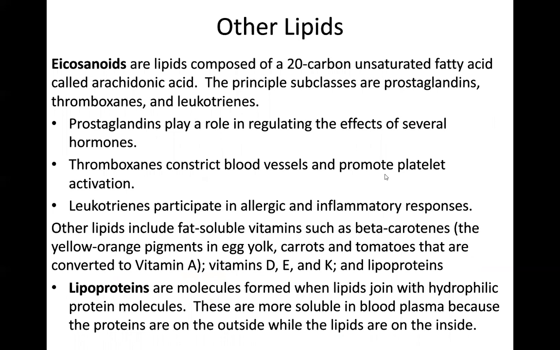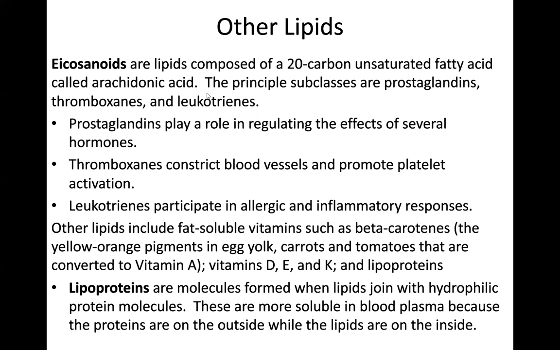Last thing I want to talk about for fats include eicosanoids, fat soluble vitamins, and then lipoproteins. So it's just kind of whatever's left here on this slide for fats. Eicosanoids are fats or lipids composed of a 20-carbon unsaturated fatty acid called arachidonic acid. There's 3 principal subclasses of eicosanoids: prostaglandins, thromboxanes, and leukotrienes.